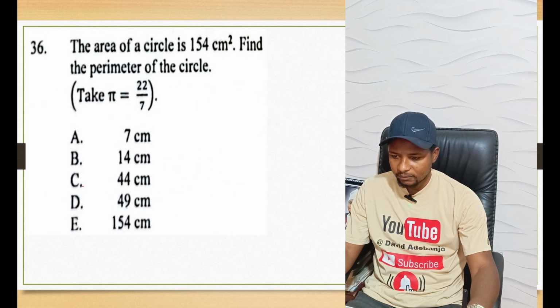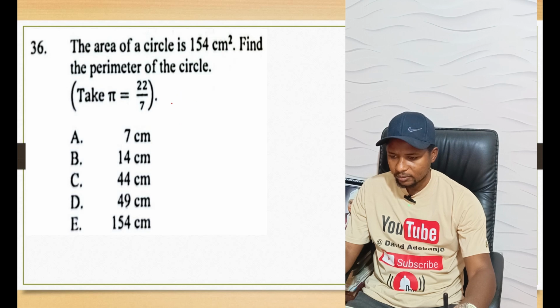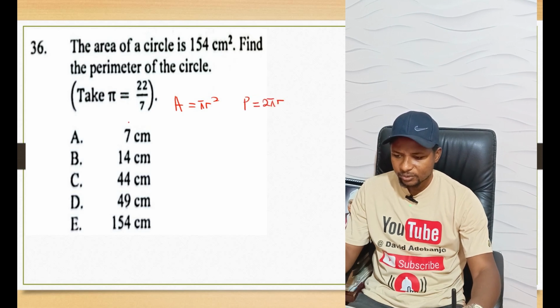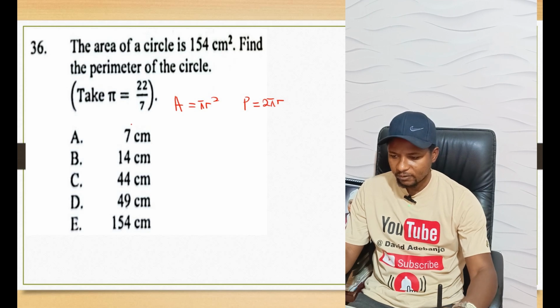Moving on to question 36. The area of a circle is 154 cm squared. Find the perimeter of the circle. So area of a circle is pi r squared. And then you have to find the perimeter of the circle. That's 2 pi r. Alright, so if I'm looking for the perimeter, I only need r. So from what they gave you in area, you have to find your r first.